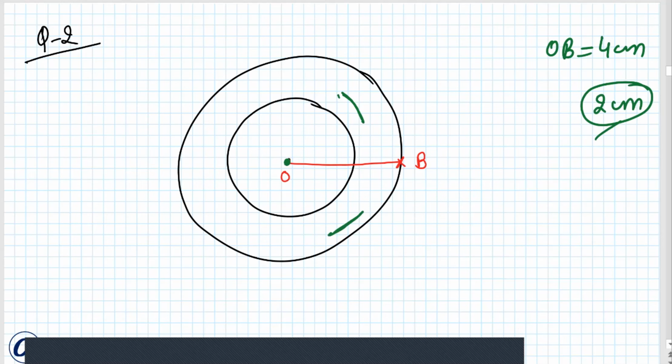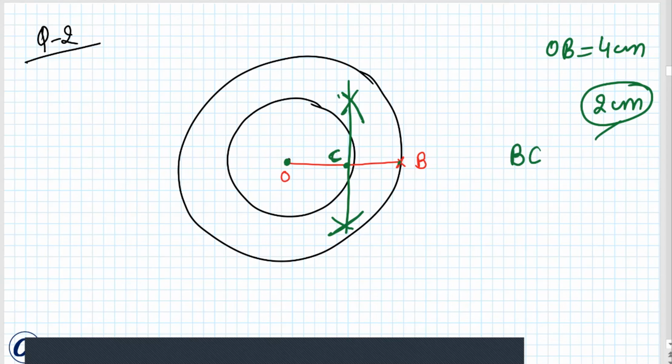Similarly, an arc here also. How? By keeping the fixed end of compass here and making an arc with pencil this way and this way. Again, keeping fixed end of compass here, cutting these two points this way. Join these 2 points. This will give us the center. Let this be center C.